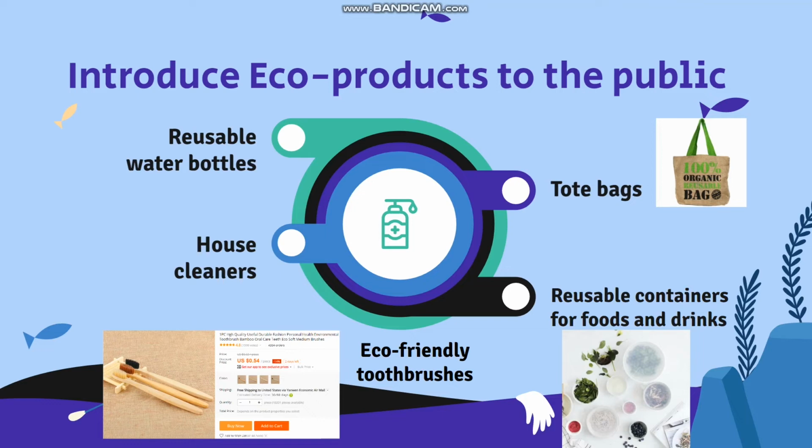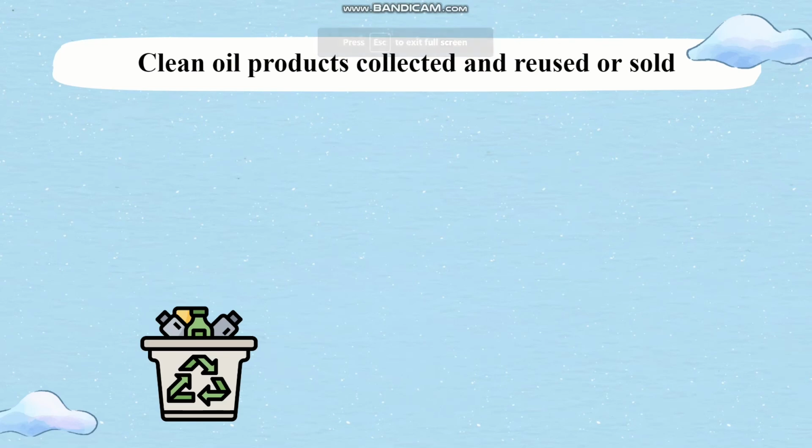So we are going to sell these eco-friendly toothbrushes as well as introduce them to the public, as they can conserve our environment as well as conserve our water in our society. Or coming to clean oil products, collected and reused or sold. It is basically also a part of introducing eco products to the public, which falls into the category of reusable containers for foods and drinks.